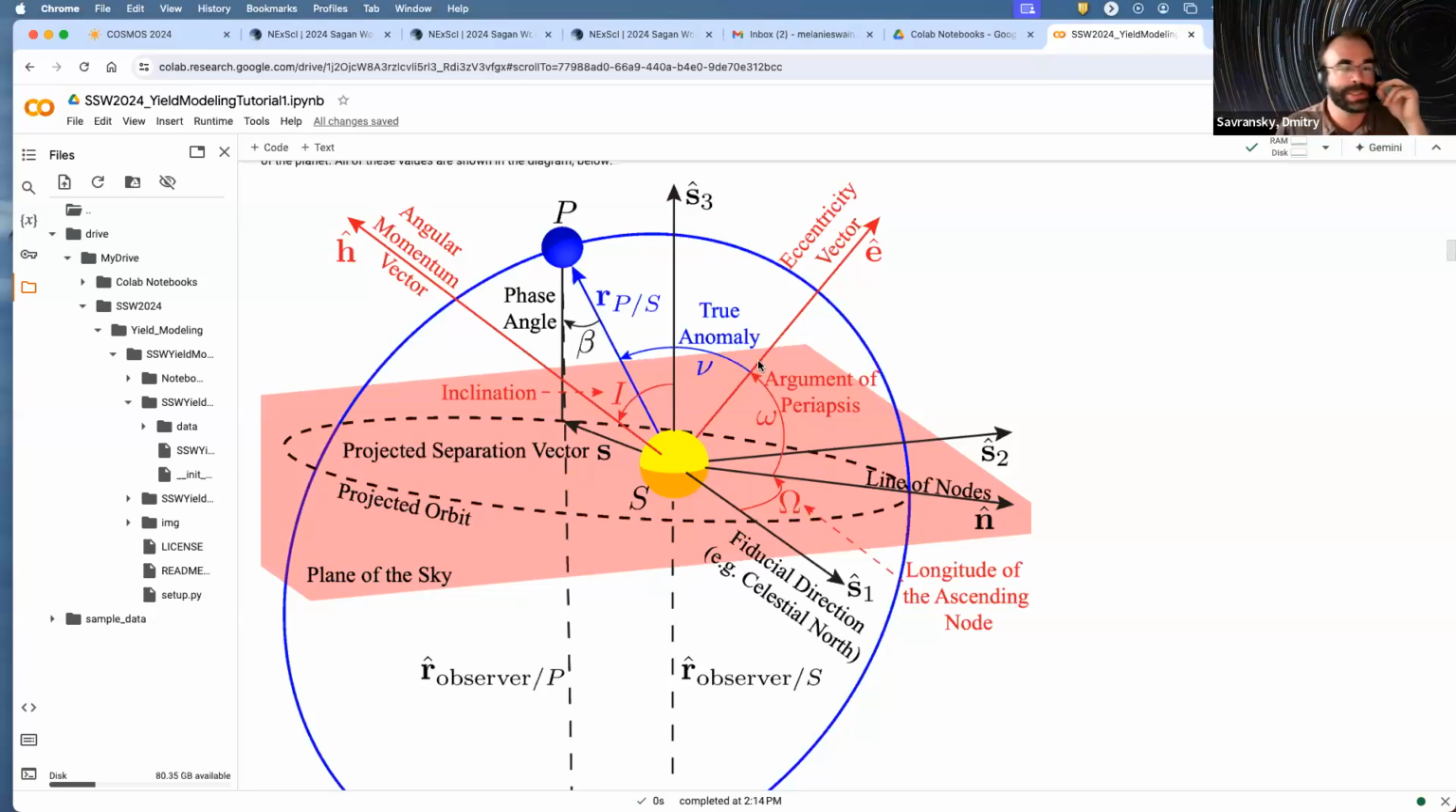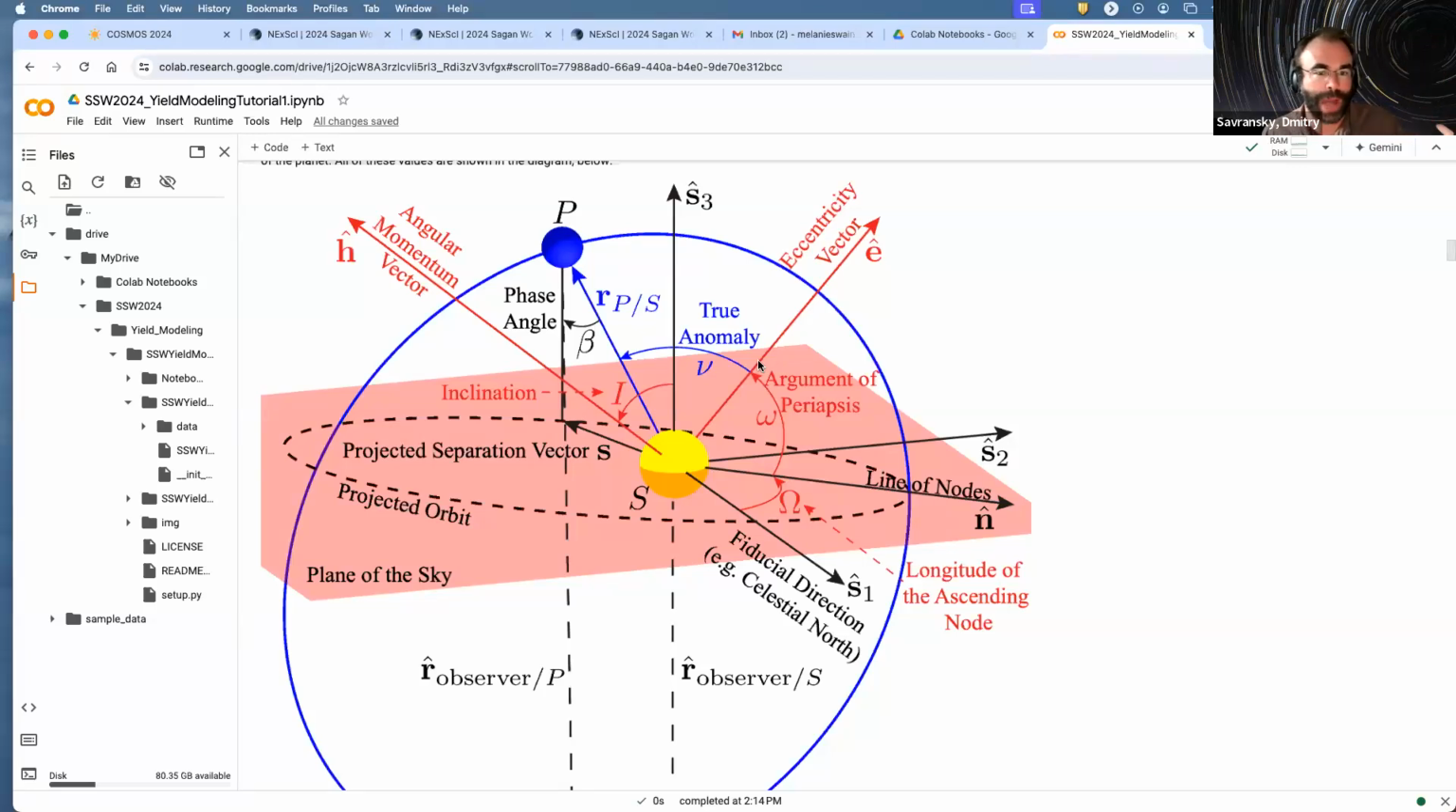Planets orbit stars on ellipses, or more generally on conic sections, which is the intersection of a plane with a cone. So we don't care about any of that. All we care about is the planet is going around the star in an ellipse. An ellipse is a squashed circle. So the way that we describe the ellipse is by two quantities.